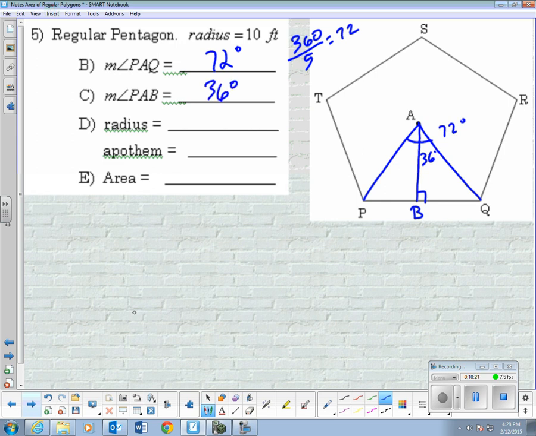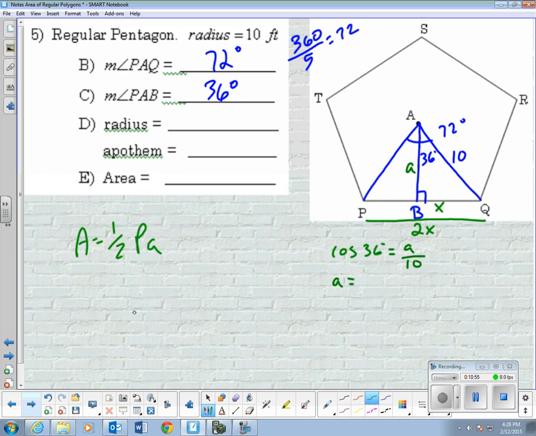All right. Our radius was 10 in this problem. So in this problem, I need my apothem and I need the length of a side. So if I call that x, the side's going to be 2x. Remember, I have to find the perimeter of this figure eventually too, because area is equal to 1/2 PA, perimeter times apothem. So how am I going to find A? Well, that's going to be trig. So I'm going to do, that's adjacent and hypotenuse, so that's the cosine of 36 degrees equals adjacent, which is A, over the hypotenuse, which is 10. So my apothem is 10 times the cosine of 36 degrees.